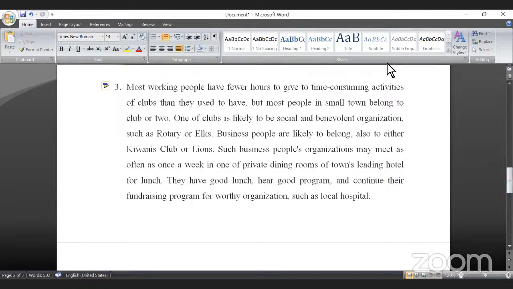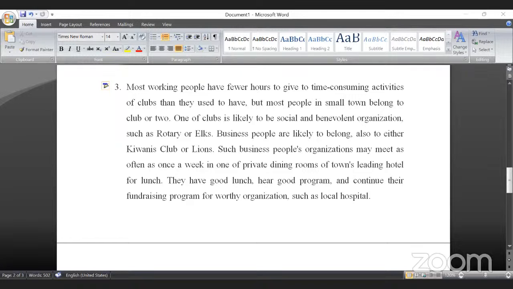Now the last one, please quickly read through and we can discuss it. Most working people have fewer hours to give to time-consuming activities of clubs than they used to have, but most people in small towns belong to a club or two.